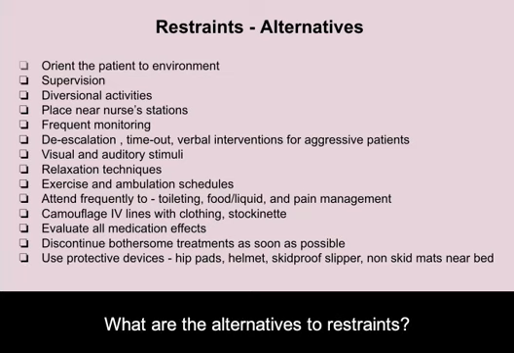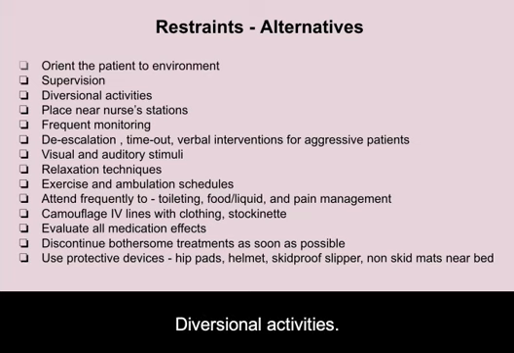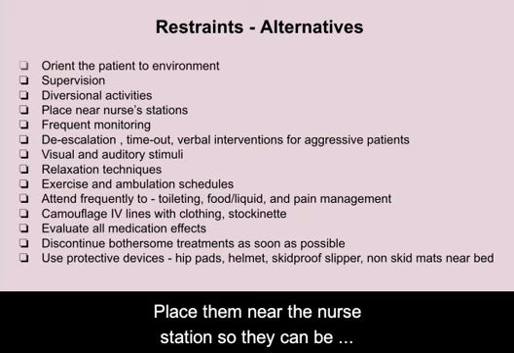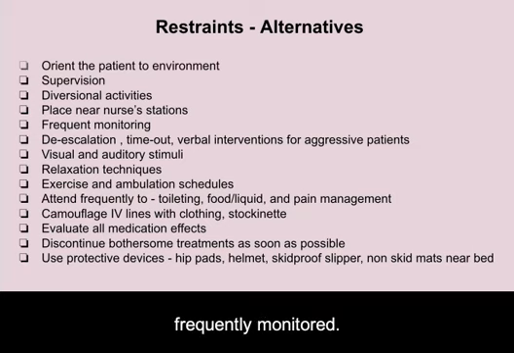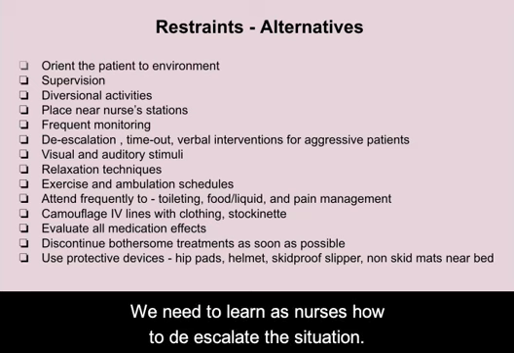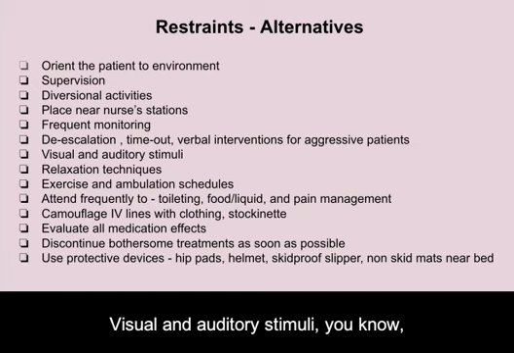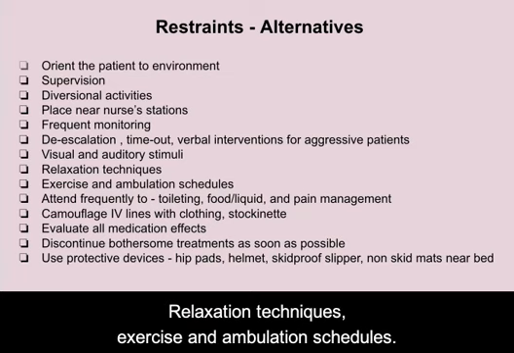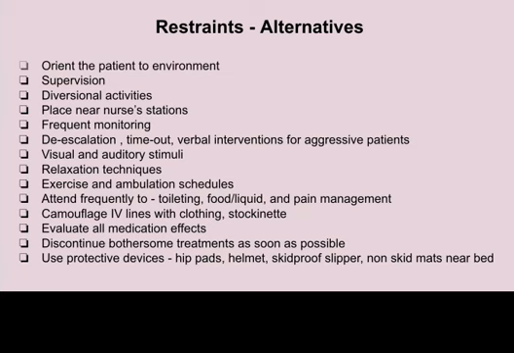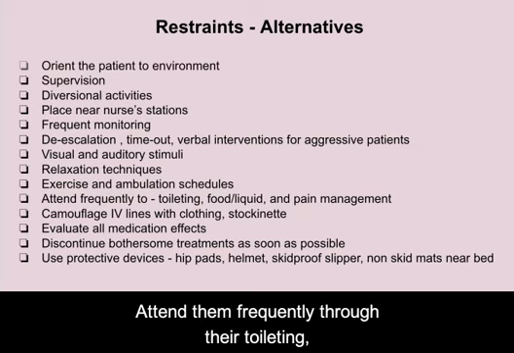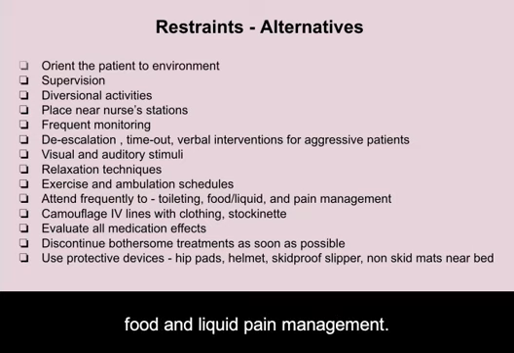What are the alternatives to restraints? Orient the patient to their environment, provide supervision in the form of a sitter, diversional activities, place them near the nurse station so they can be frequently monitored. De-escalation, we need to learn as nurses how to de-escalate the situation. Verbal interventions for aggressive patients, visual and auditory stimuli, engage them in something, relaxation techniques, exercise and ambulation schedules, attend to them frequently through their toileting, food and liquid, pain management.